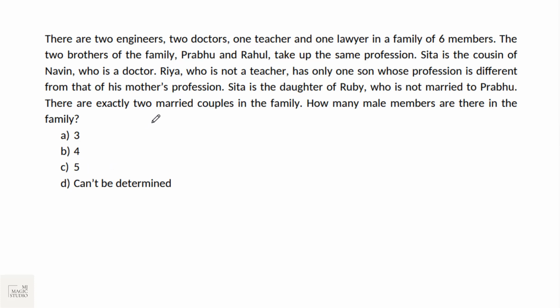Family tree puzzle, give it a read and try. There are 2 engineers, 2 doctors, 1 teacher and 1 lawyer in a family of 6 members. The 2 brothers of the family, Prabhu and Rahul, take up the same profession. So either they are both engineers or both doctors. Sita is cousin of Naveen. That means they are at the same level. Naveen and Sita, who is a doctor?